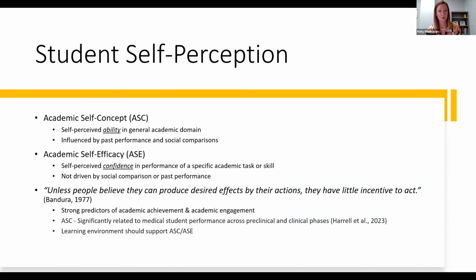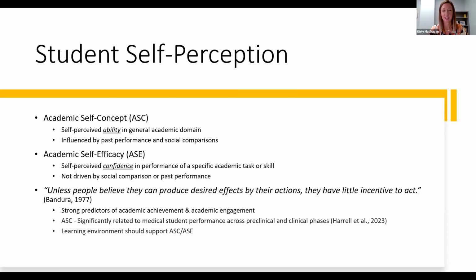The last little bit I'll touch on here is just how important student self-perception is. And there's some difference between academic self-concept and academic self-efficacy, but both of these are the learner's perception of whether or not they're going to be successful. And this goes way back to Bandura's seminal article in the 70s, that unless people believe they can produce desired effects by their actions, they have little incentive to act.